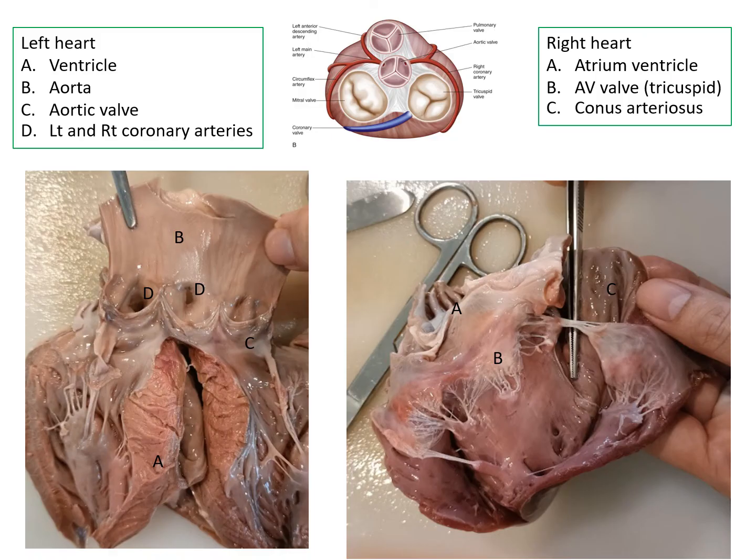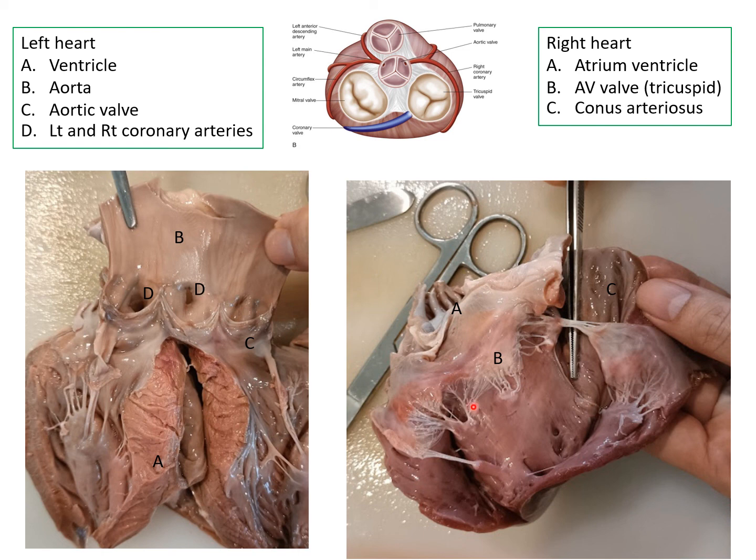This is the last picture. The left image here is the left heart. This is the ventricle here, and this is the aorta. This area is the aortic valve, which you can see looks like cups, and the holes here are the coronary arteries, the left one and the right one.